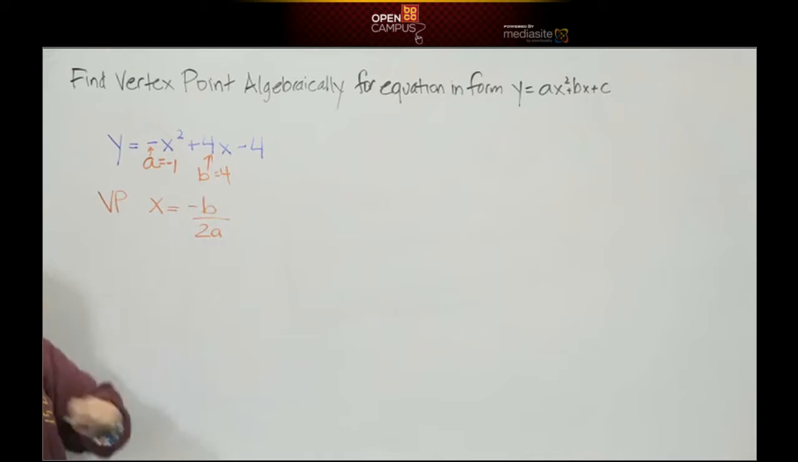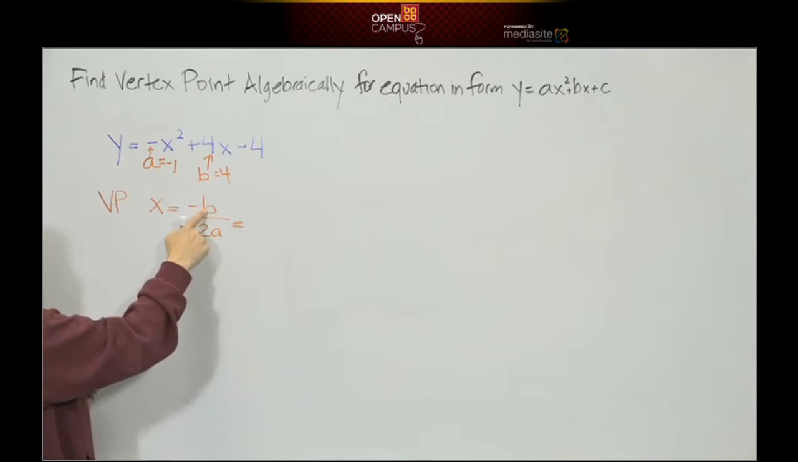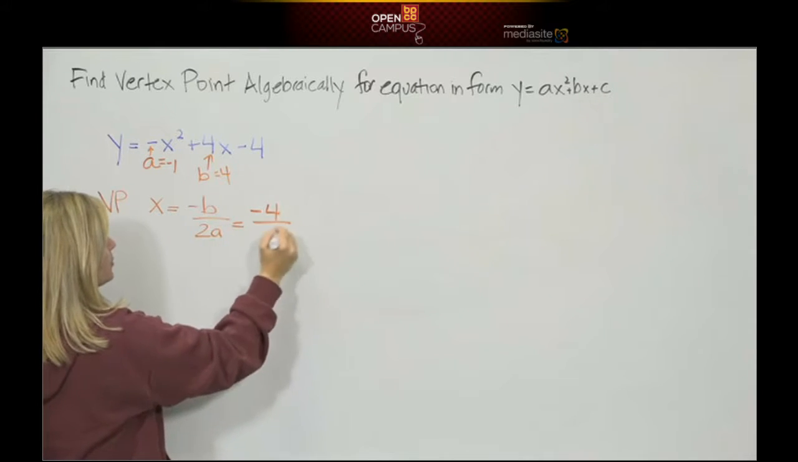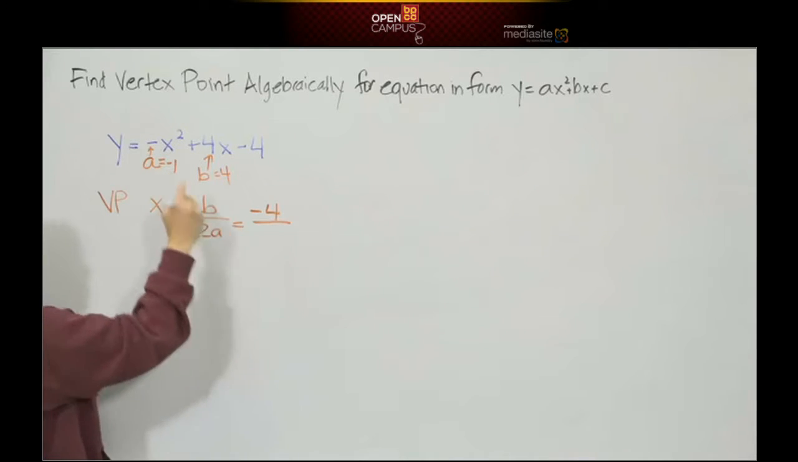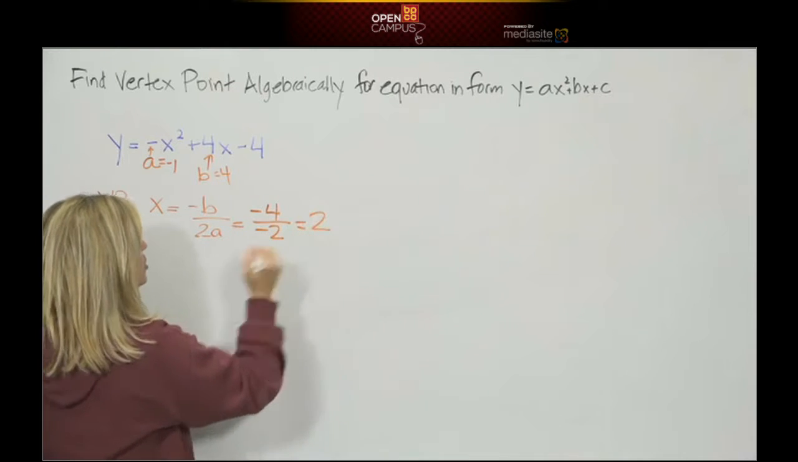I don't need to know what c is, so I'd fill in this formula. Negative b means the opposite of our b, so the opposite of our b would be negative 4. And this is 2 times a, so 2 times negative 1 would be negative 2. And then I would do my division, and I'd get x is 2.